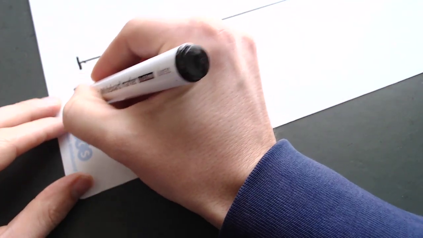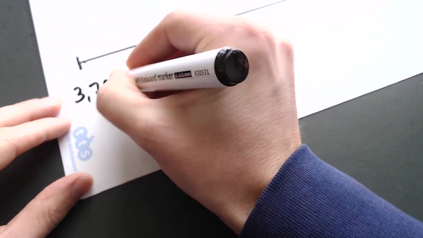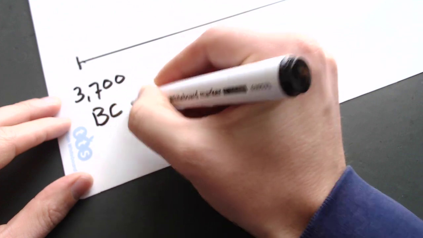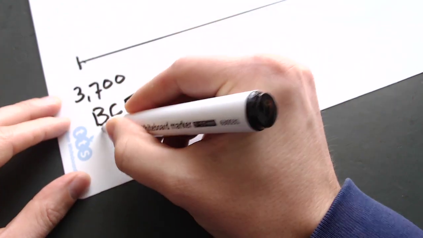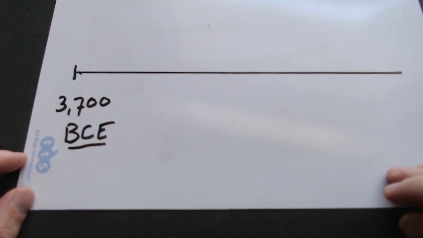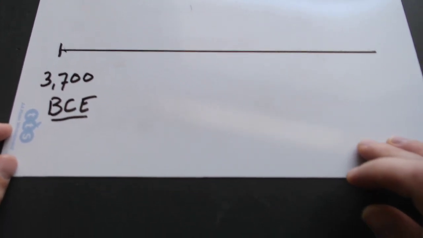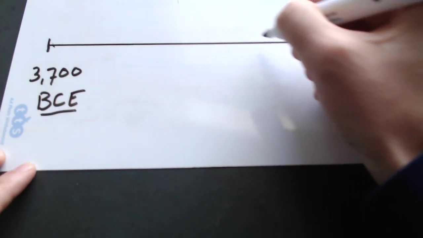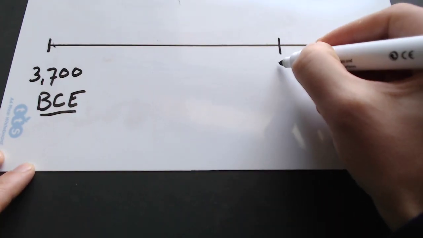So our timeline starts at 3700 BCE. Now BCE stands for before the Common Era. And what that basically means is at a certain point we started counting the years. That is the year 0. Now that is the calendar that we use today. Let's say we're putting the year 0 over here.